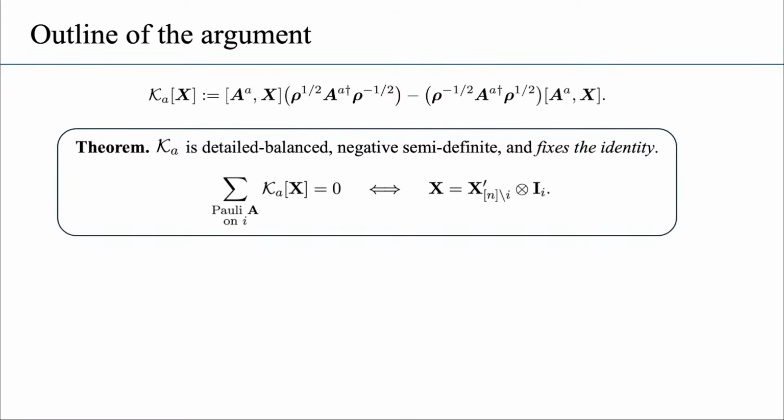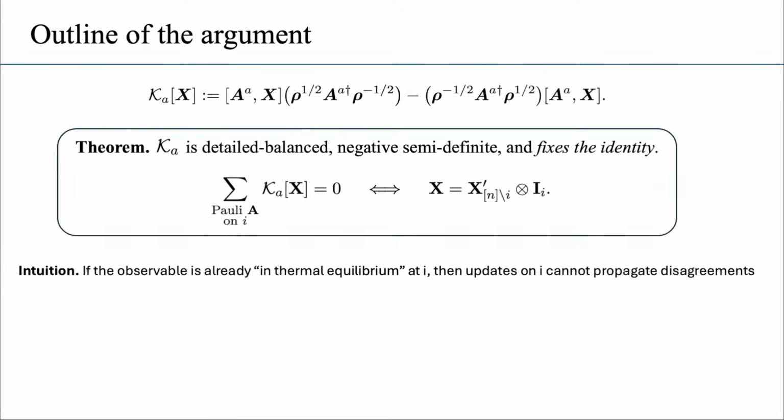Yeah. So again, this is what the object looks like. It has these nice properties. The intuition of what this statement is saying is kind of like if the observable is already in thermal equilibrium at a site I, then updates on I won't spread any disagreements around the system. And this idea of how you propagate disagreements is crucial to these influence type proofs of mixing times.